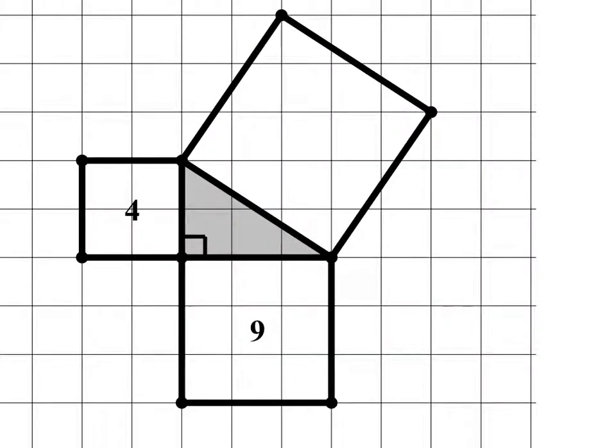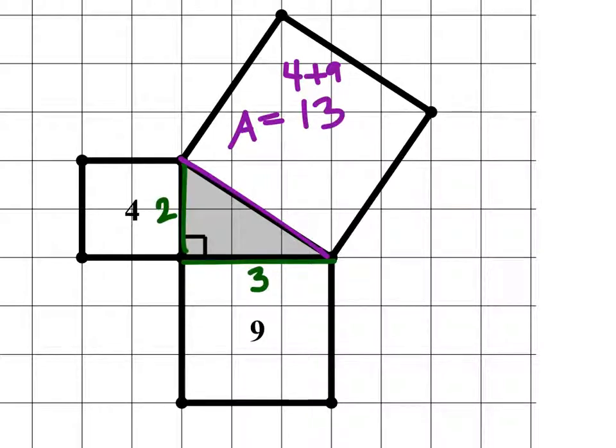So in this case, now it's giving us the area, not the side lengths, but these both are legs. So this one, we could just count it and say it's 3. You could square root 9. This length is 2. So this is the hypotenuse right here. And if I wanted the area, I would just do 4 plus 9, which is 13. So yes, it is the same, but the side length is the square root of 13.